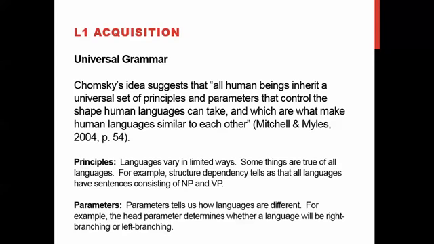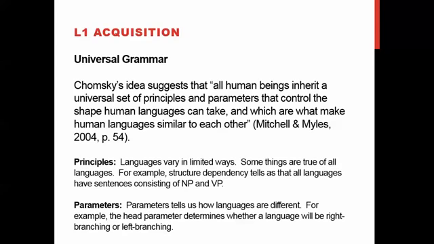The first is this idea of principles. This is the idea that languages actually vary in limited ways, and that there are some things that are true of all human languages. If you compare all the languages in the world, you will discover, for example, that there is something that linguists call structure dependency. And this tells us that all languages have sentences that consist of noun phrases and verb phrases. There are other examples of principles that are known out there, but what Chomsky also identified is that we have this principle, that there's structure dependency.